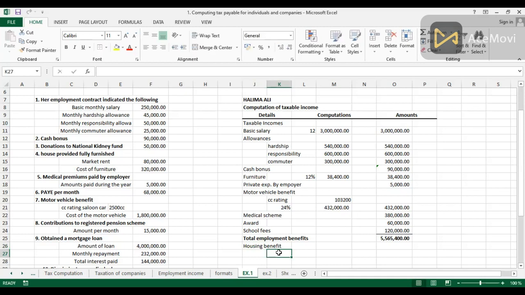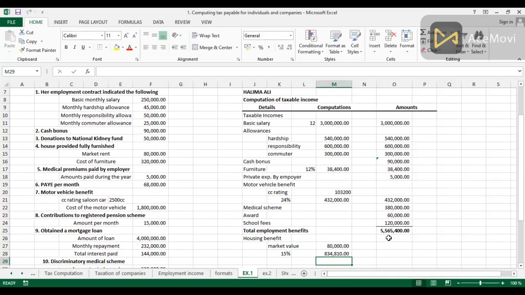Housing benefit. So the first one is the market value. And you can see here the market value we are told to be 80 equals the 80. And we have the 15%. 15% of employment benefits. So it will be equal this one here times the total employment benefit. Is it? And we take the highest. So the highest will be this one. Okay. Then what else?